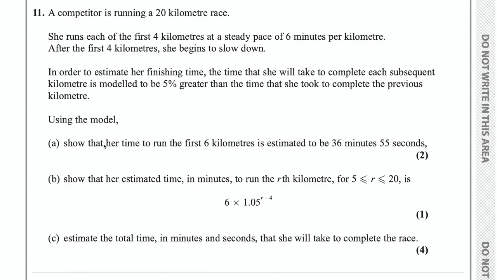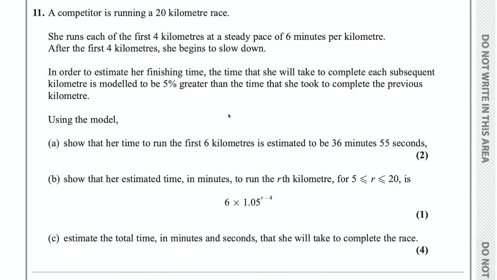Using the model, part A says show that her time to run the first 6 kilometers is estimated to be 36 minutes, 55 seconds. Read this carefully would be my first suggestion. She's run each of the first 4 kilometers at a steady pace of 6 minutes per kilometer, and then she begins to slow down. And we're looking for the first 6 kilometers. The first 4 kilometers, we've got that time basically. It's going to be 24 minutes, 4 times 6.